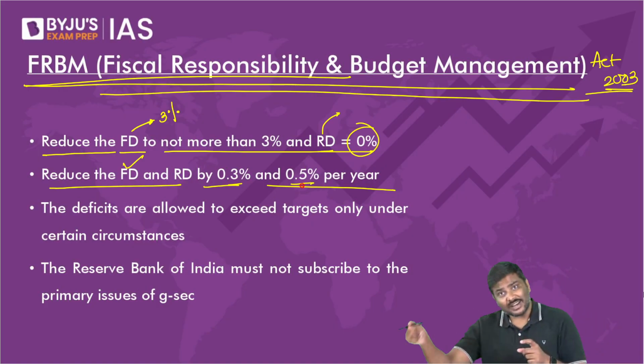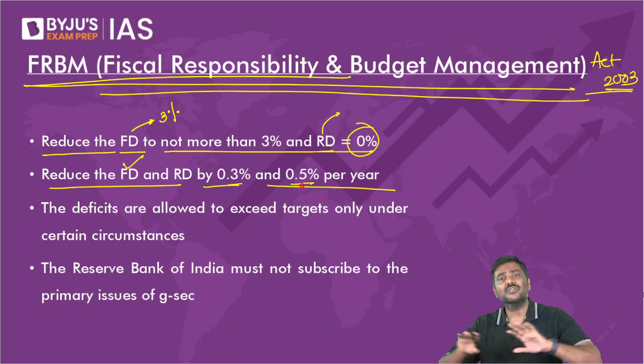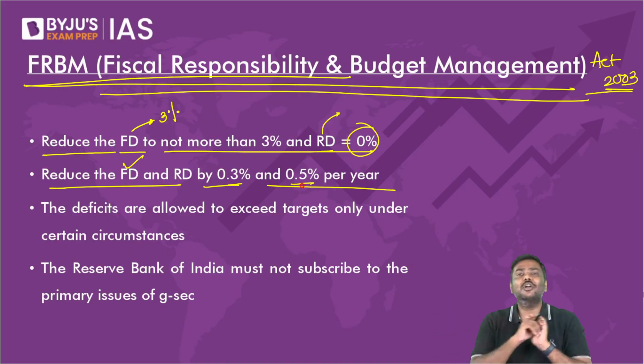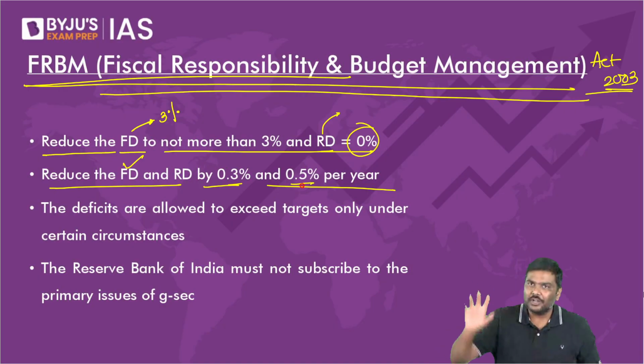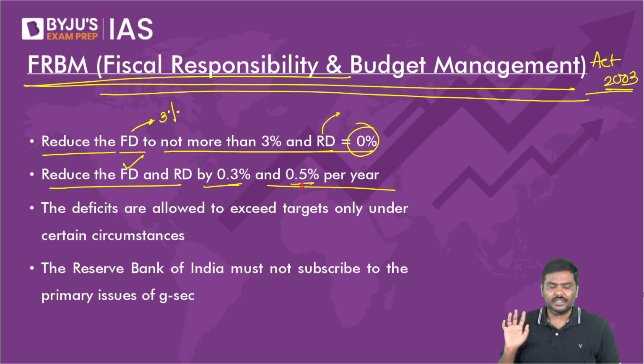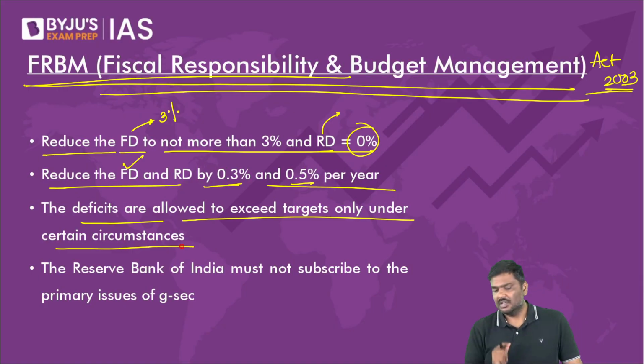Did we meet the target? Absolutely not. We have not been able to reduce our RD to 0%. We have not been able to reduce our FD to 3%. Even today, we are struggling to move towards that. Deficits are allowed to exceed targets only under certain circumstances. What circumstances? I will tell you. Have patience.